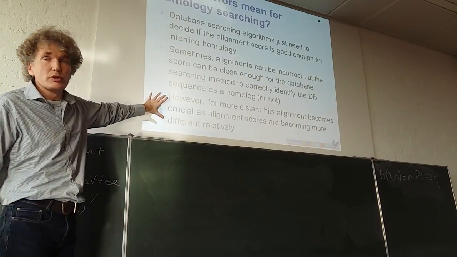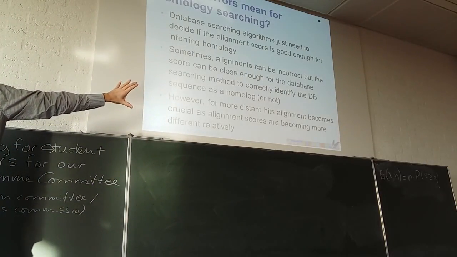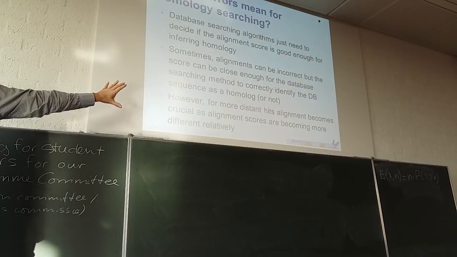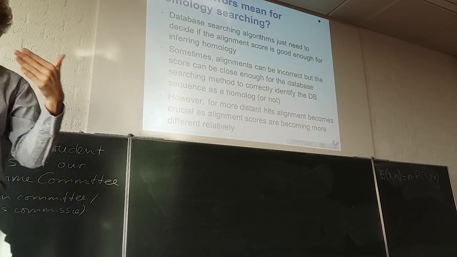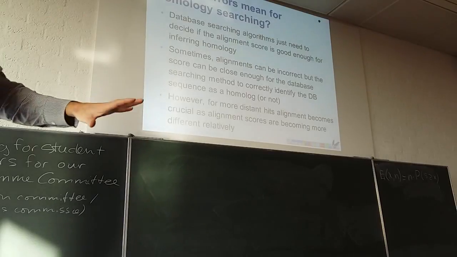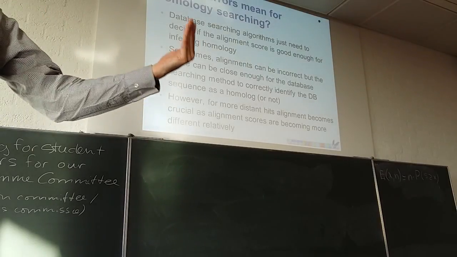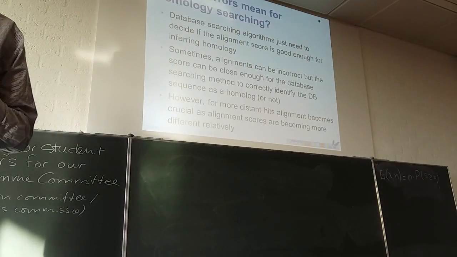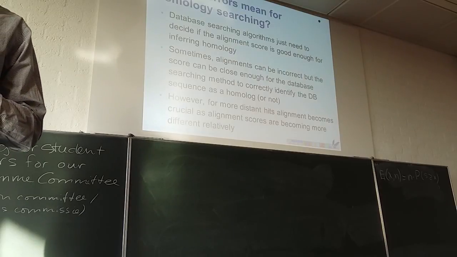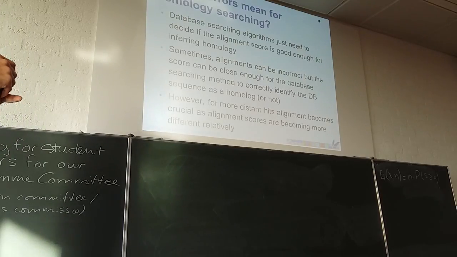Everything always becomes more difficult if you're looking at remote homology, right? Because you can easily imagine that if the sequence similarity is very slim, very low, then small changes in the alignment will also have a big effect on the alignment score. So that's going to be more difficult.